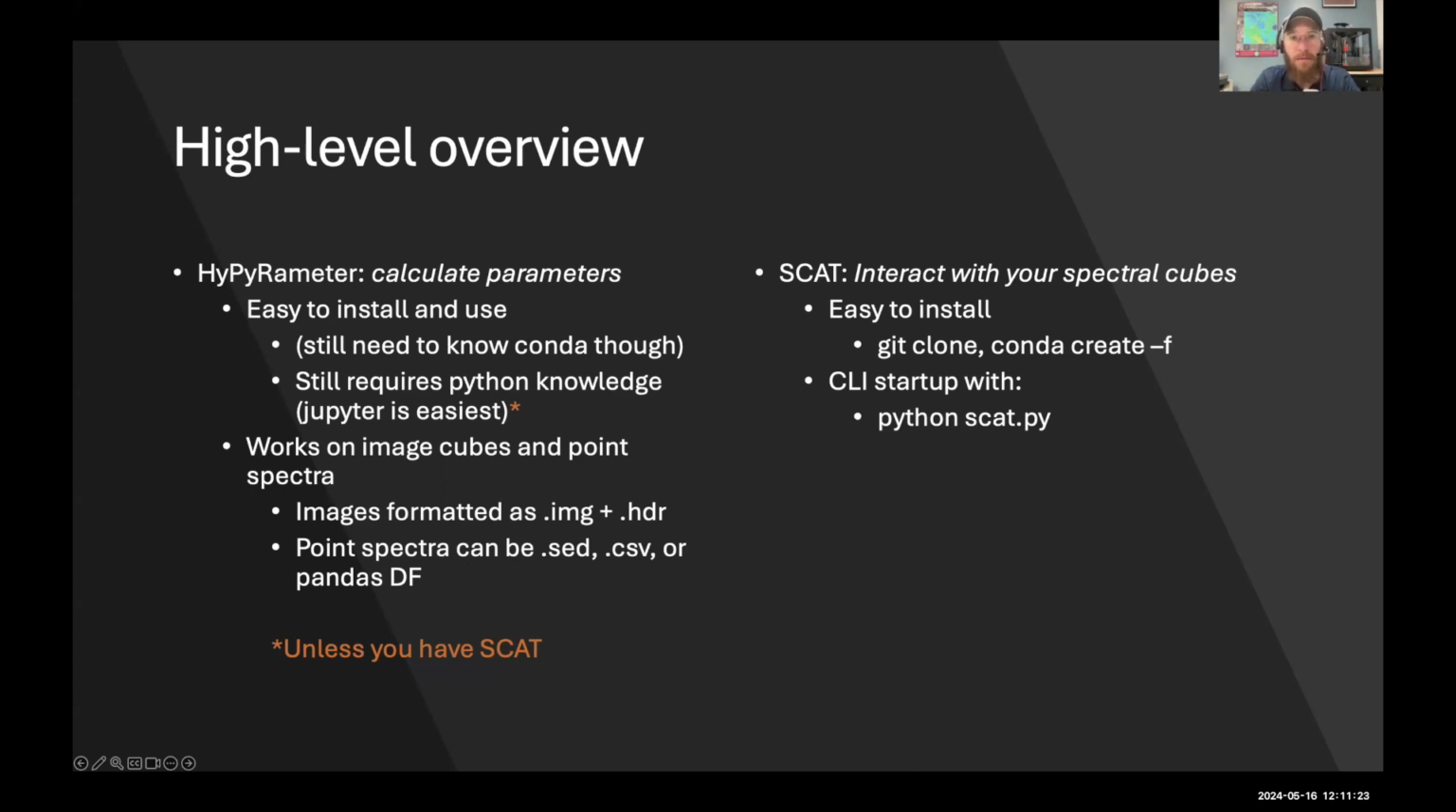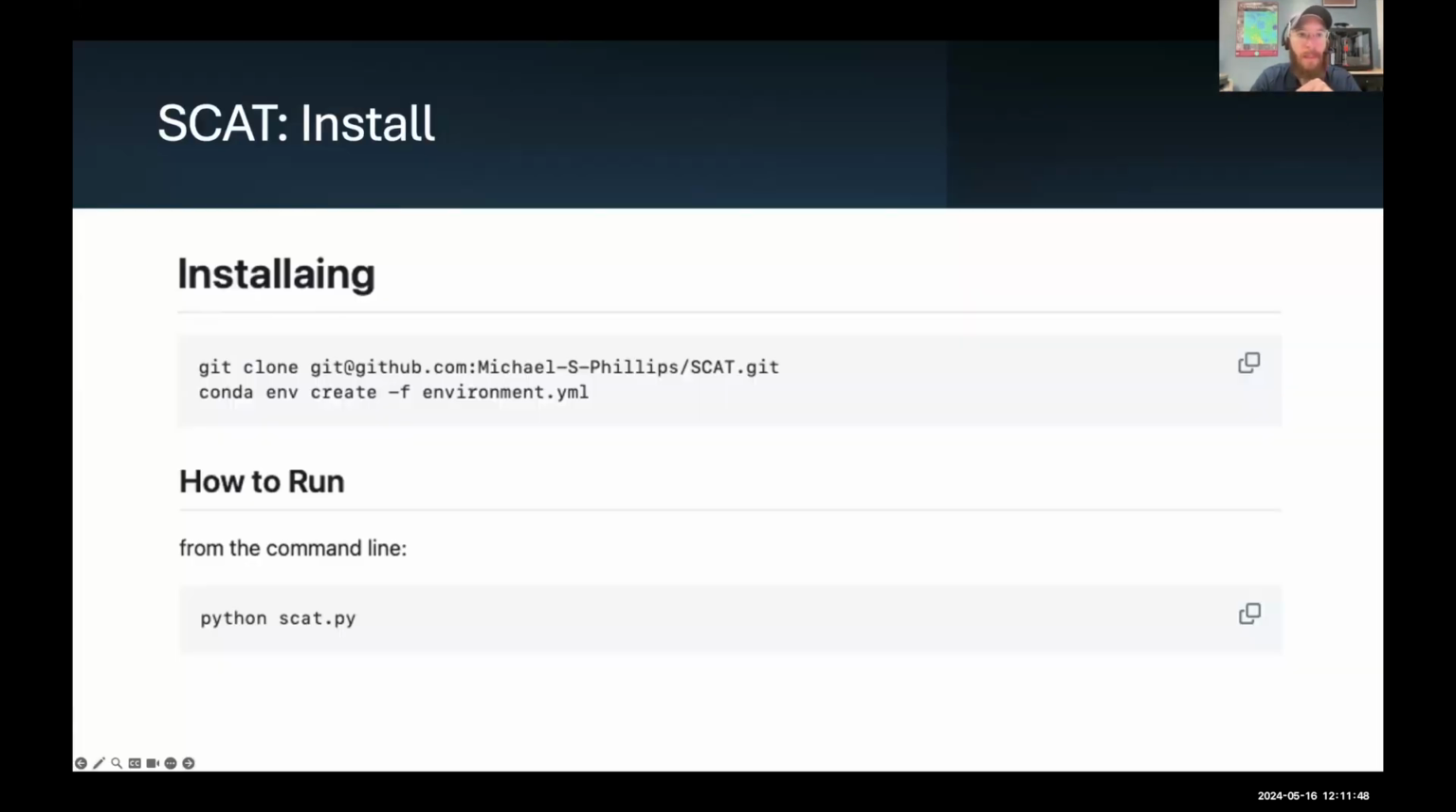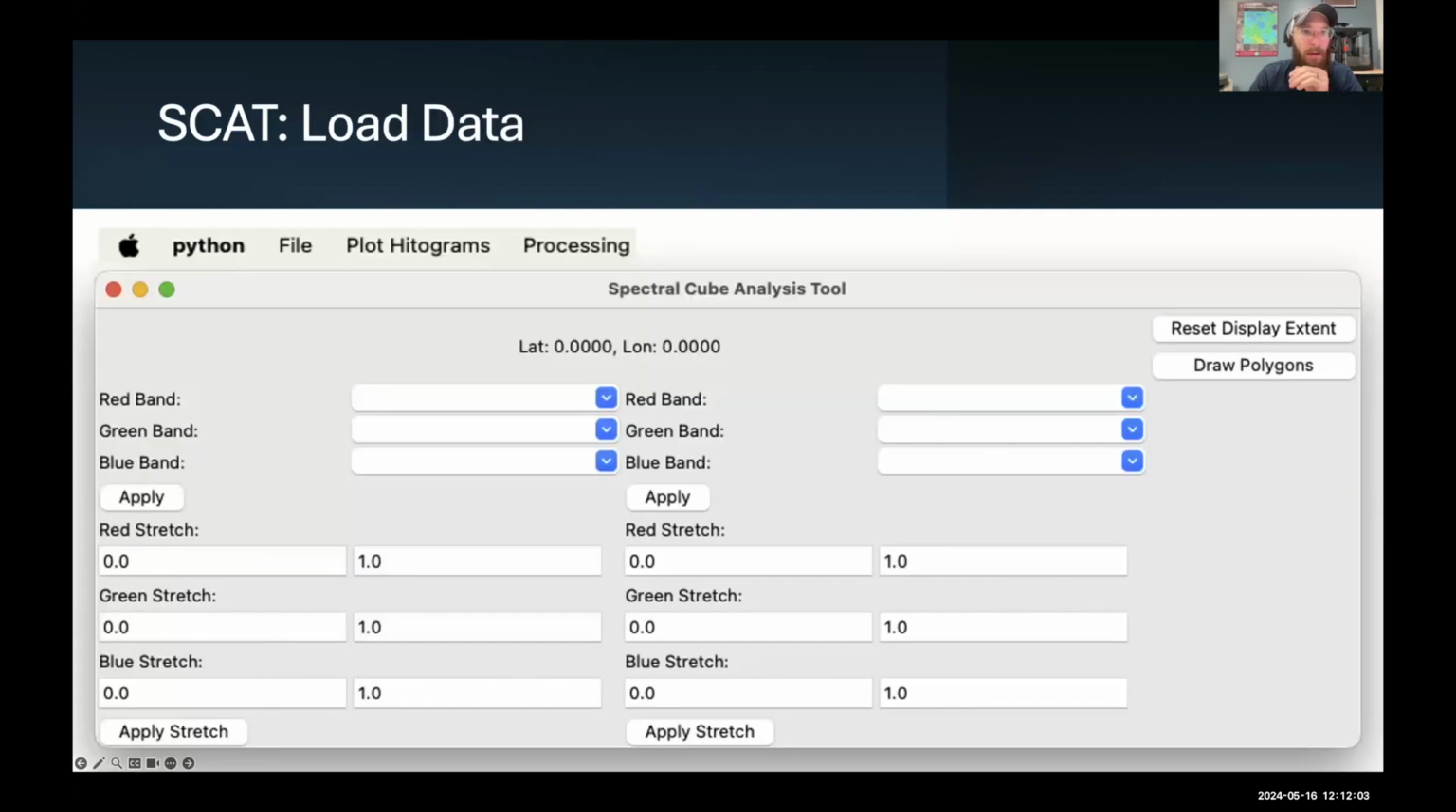And then the SCAT tool allows you to interact with your spectral cubes. So this is a graphical user interface. You get to pull up the image and see it, surf around, poke at spectra and that sort of thing. And this is installed with a git clone command from the GitHub repo. And then you create a conda environment from an environment file, and then you start it up from the command line using Python. So here's just a screenshot from the README on the GitHub repo. So it's git clone, and then the conda environment create command, and then you start it up. And once you do, this is what you'll see.